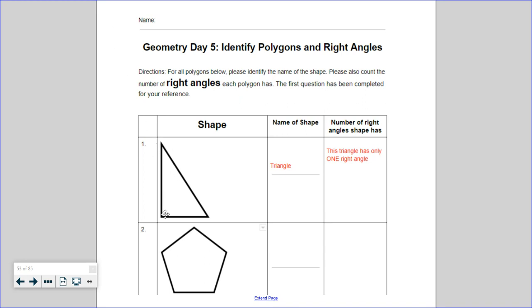So the first one is done for you. This is a triangle. It has 3 sides, so they wrote triangle. And the number of right angles the shape has, this triangle has only 1 right angle. Now here you have a shape that has 1, 2, 3, 4, 5 sides. What do we call a shape with 5 sides? We call it a pentagon. So here you would write pentagon, and then you're going to check. I'm not going to tell you how many right angles this has, and you would write how many angles are here. Then there are 5 more shapes after that you're going to name, and then identify how many right angles it has.